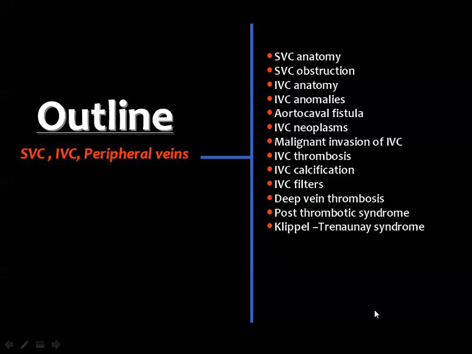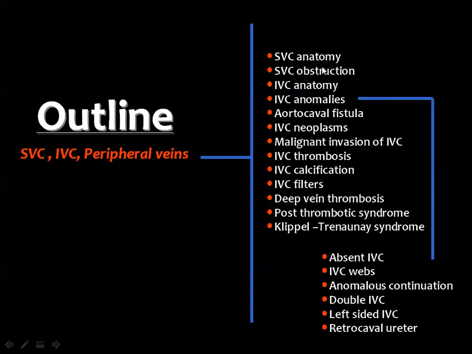There are a lot of lesions that can involve this system when we will deal with the most common of these pathologies, including the anatomy of the superior vena cava, causes of superior vena cava obstruction. Then we'll deal with the IVC, and we'll finish with the deep venous thrombosis of the peripheral veins, and what do we mean by post-thrombotic syndrome. And finally, we will have some words about the Klippel-Trenaunay syndrome.